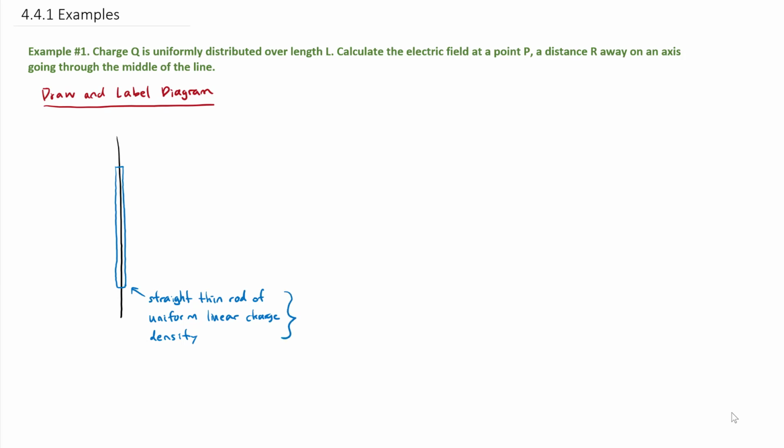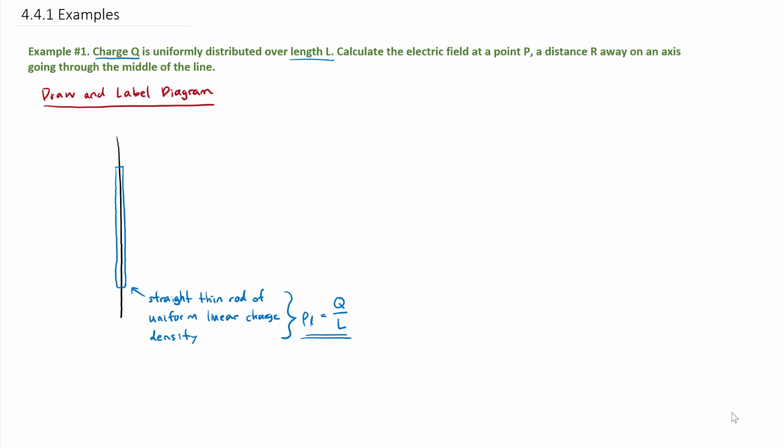So what was important about linear charge density? We know it's rho L. And we're given that a charge Q is uniformly distributed over a length L. So we're given the total charge and the total length, which means rho L is equal to Q over L. So that means we have a constant for our linear charge density, and that remains.